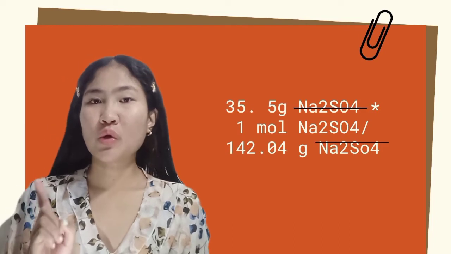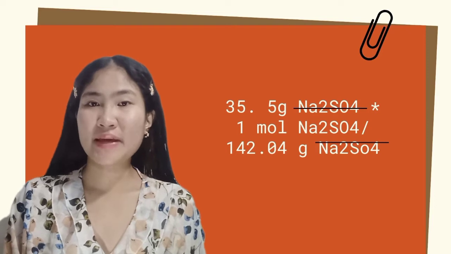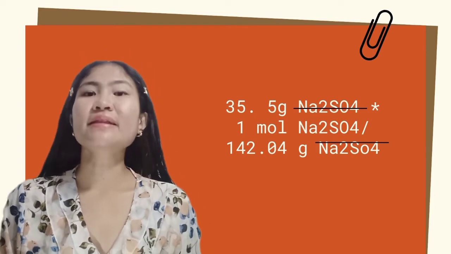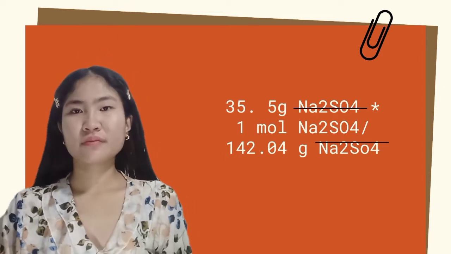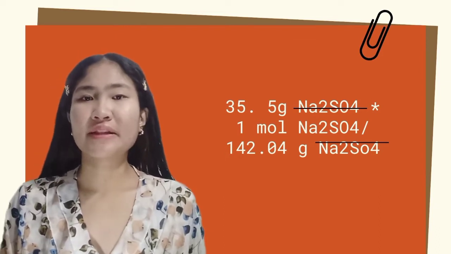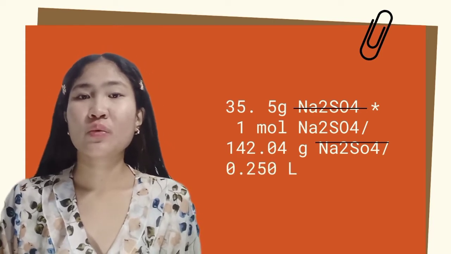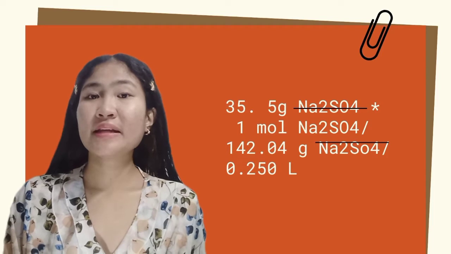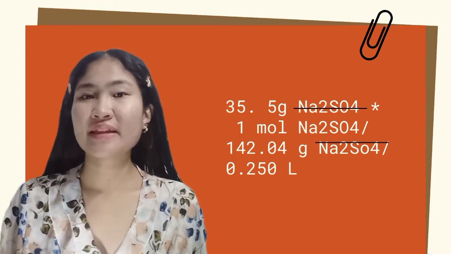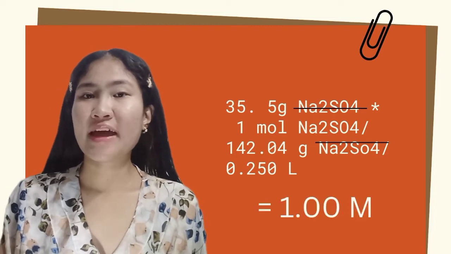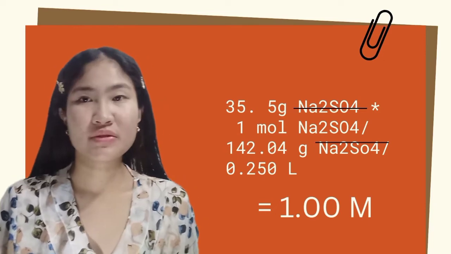So for every 1 mole of sodium sulfate is 142.04 grams of sodium sulfate. And cancel it again, and we're left now with the moles of sodium sulfate. So now to figure out the molarity, divide by the liters of solution, which is 0.250 liters of our solution. So we have 3 significant figures in that answer, and the final answer will be 1.00 molar.